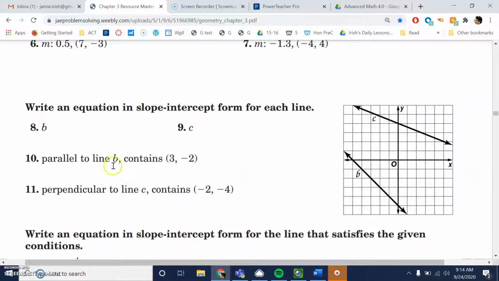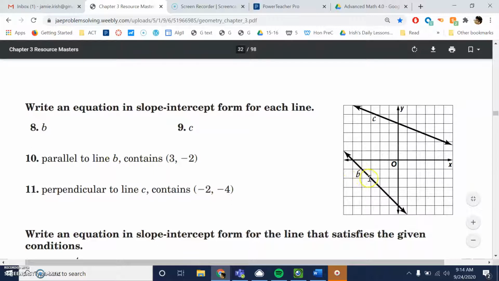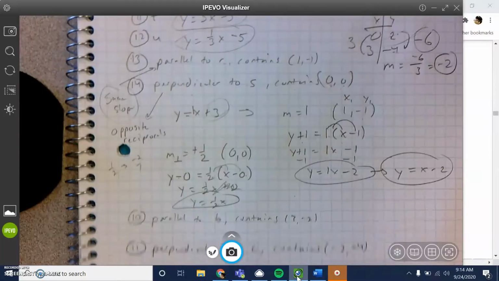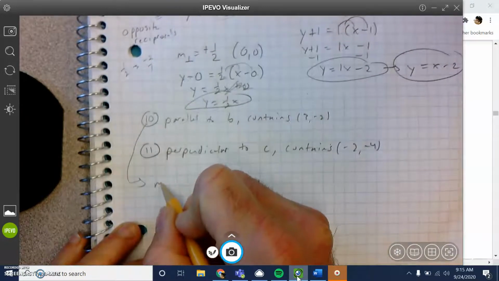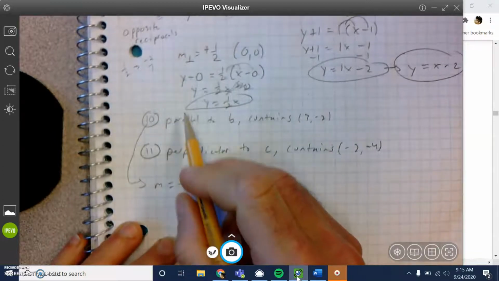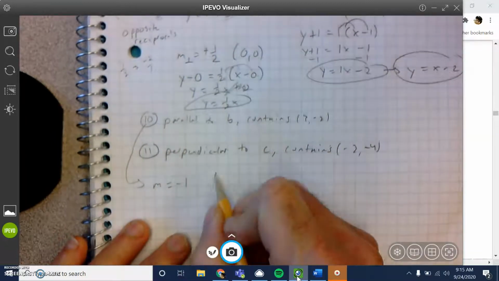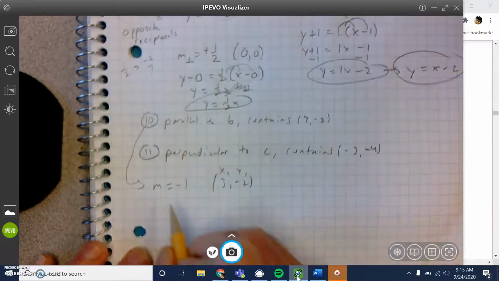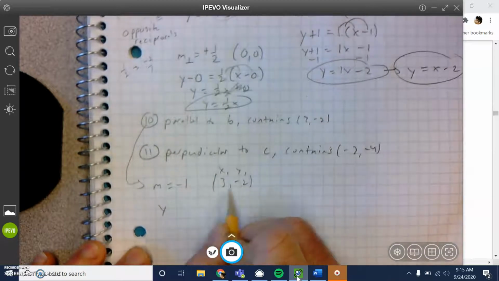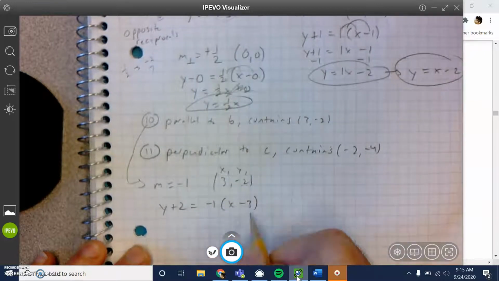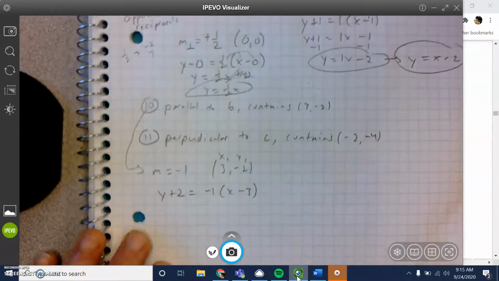So 10, the slope is down 1 over 1. So the slope of B is -1. So you either do your chart or look at the graph. So the slope of 10 is -1. And it's parallel, so I'm using the same slope. So I'm going to keep that slope at -1, and I want 3, -2 is my point, x1, y1. So now I'm going to convert into point slope form as my intermediary, y plus 2 equals -1, x minus 3. If you mess this up, just fix it on your paper.